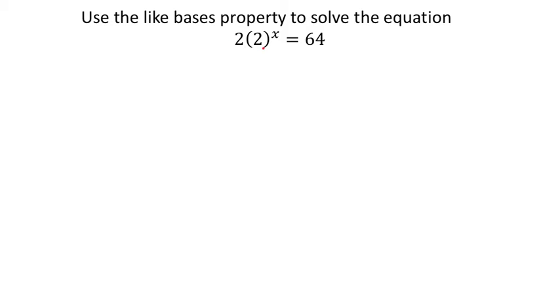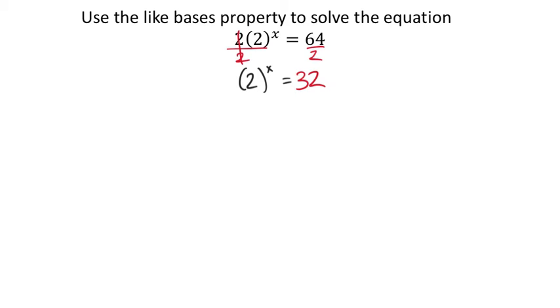That means I don't want this 2 being multiplied by it. So right here, I'm going to divide both sides by 2. That's going to make that a phantom 1 there. So I'm left with my 2 to the power of x, and we don't really need that in parentheses, but 64 divided by 2 is 32.